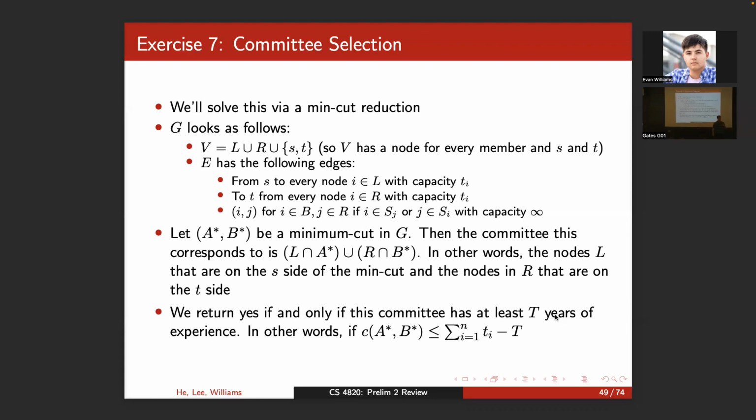Yeah, question number one: why is A intersect A star and B star? So we'll go ahead and we'll prove this, and then you'll kind of see from there.